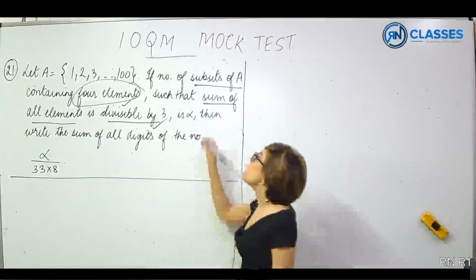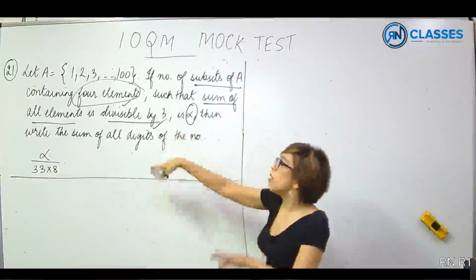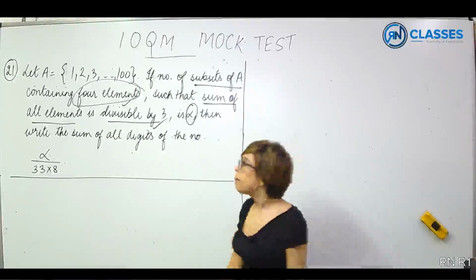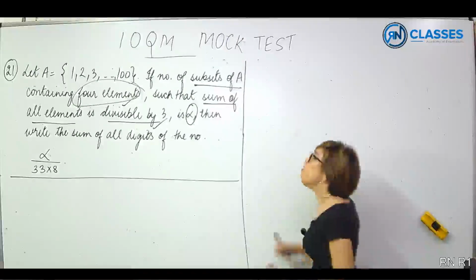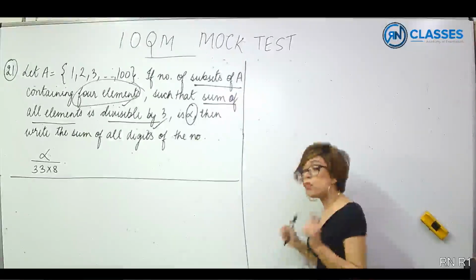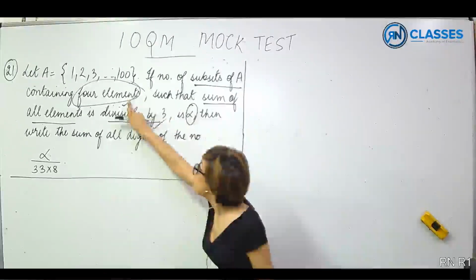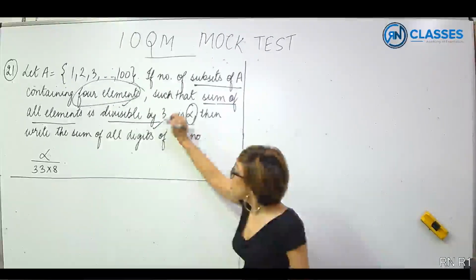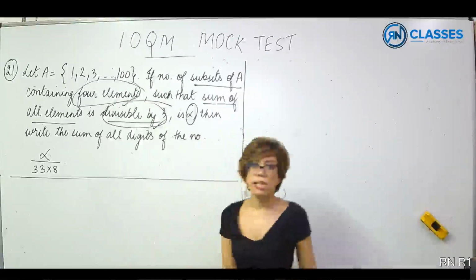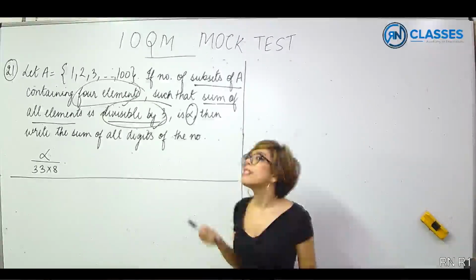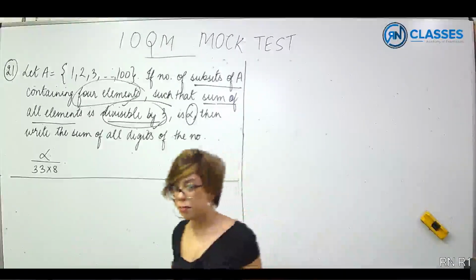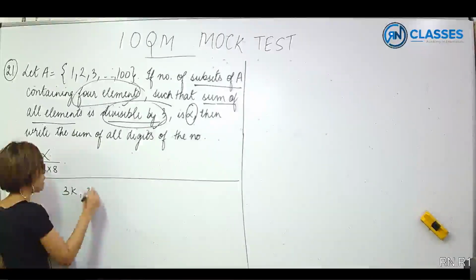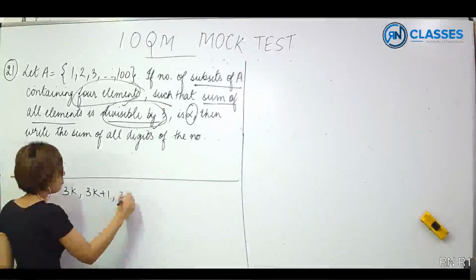Okay. And he says this is alpha, then you need to write the sum of all digits of this number. Basically, I need to find alpha. Right. Now, I need to count the number of 4 element subsets such that the sum of all elements is divisible by 3. Now, divisibility by 3 is coming into the picture. That means I can use the forms of the number. I know any number can either be of the form 3k or 3k plus 1 or 3k plus 2.